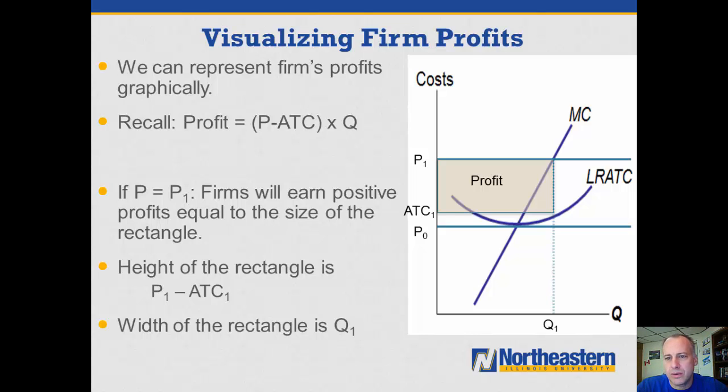And we see there graphically that price exceeds average total cost by the distance P1 minus ATC1. So the height of this rectangle is P1 minus ATC1. This is the term in parentheses. The width of the rectangle is Q. So the area of the rectangle represents profits. The height times the width represents profit.